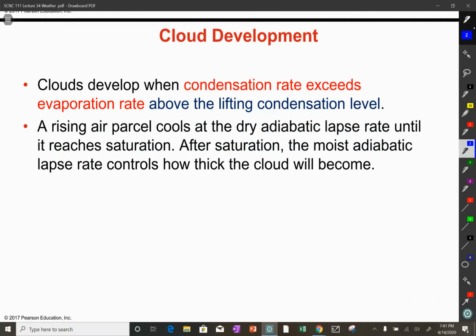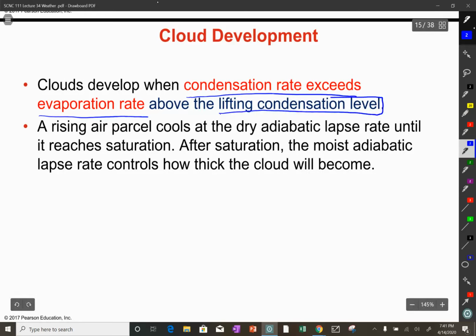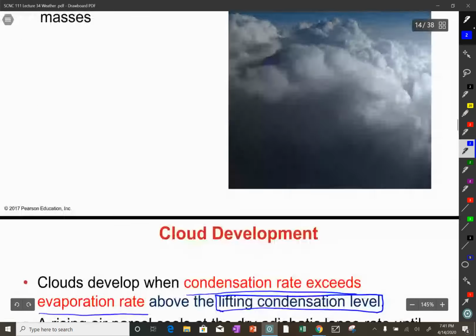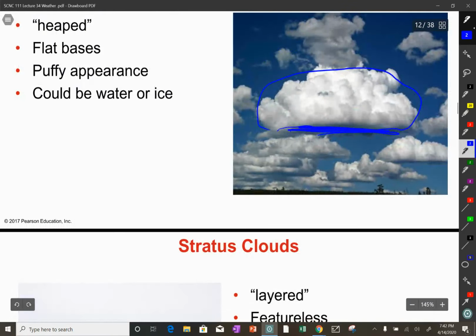Now, clouds develop because you have condensation rate exceeding evaporation. That is, condensation is going from moisture in the air to droplets in the air. Evaporation is going from droplets in the air to moisture in the air. And notice we have above the lifting condensation level. What is that lifting condensation level? Well, let's just look back here. The lifting condensation level is the level where you reach saturation.